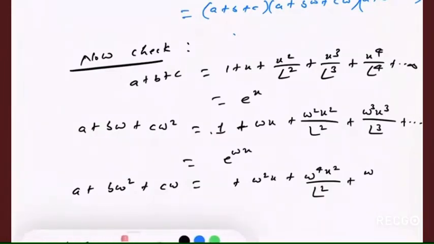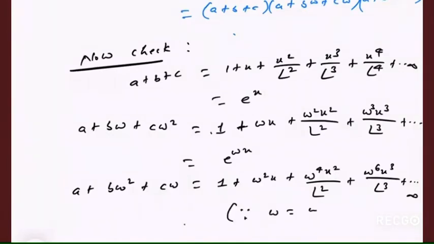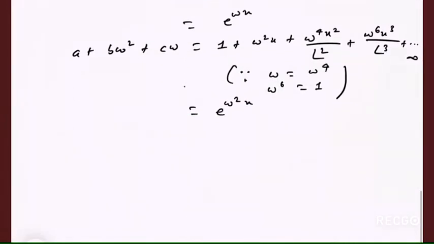Okay, so a plus b omega square plus c omega should be equal to 1 plus omega square x plus, as the third term, omega into x square. Instead, I have written omega to the power 4 into x square. Similarly, the next term should have been x cube by factorial 3, but I have written omega to the power 6. It has been purposely done. The reason is we can replace omega by omega to the power 4, and we all know that omega to the power 6 is equal to 1. Why have I done this? Because now this expression fits the expansion of e to the power omega square x.